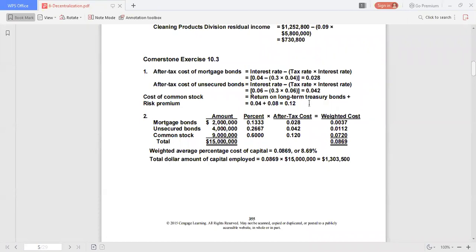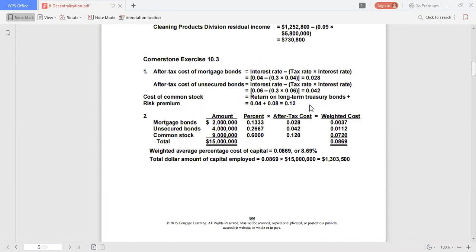The rate on long-term treasuries is 4%. Ignatius pays a marginal tax rate of 30%. So calculate the after-tax cost of each method of financing. Now, the after-tax cost of the mortgage bonds, actually of 2 million. So you have the interest rate minus the tax rate times the interest rate.